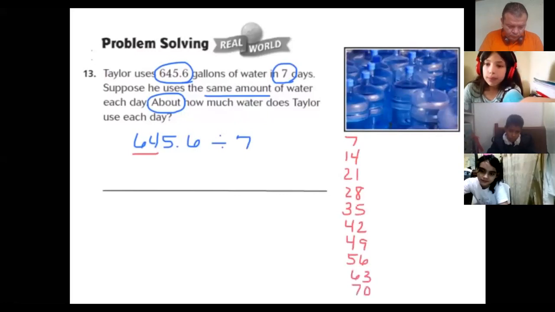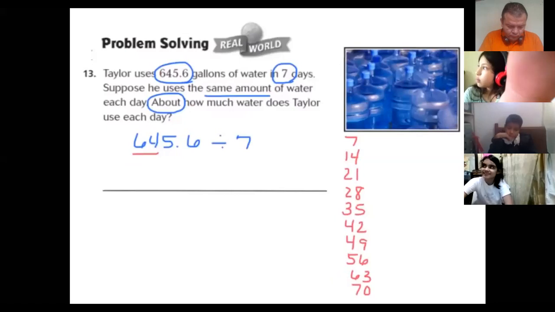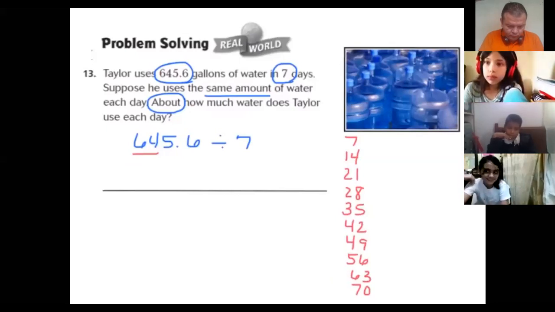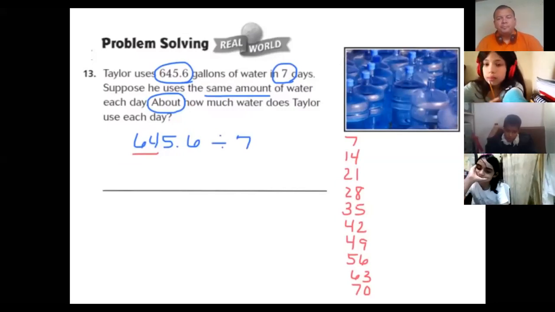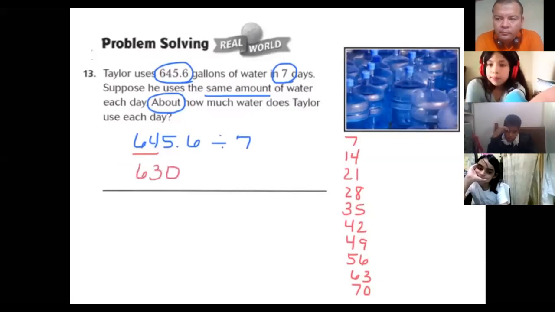Now, I'm going to stop here because here's what I know. I know that's 64. The first two numbers in my dividend fall in between 63 and 70. Well, I'm going to choose 63 because I know that 63 is closer to 64 than it is to 70. So I'm going to rewrite my dividend as 630. So 645 and 6/10 now becomes the whole number 630, and I'm going to keep my divisor as the 7.